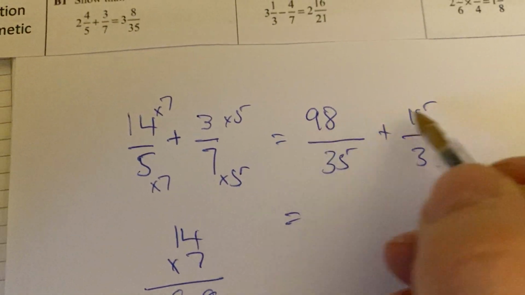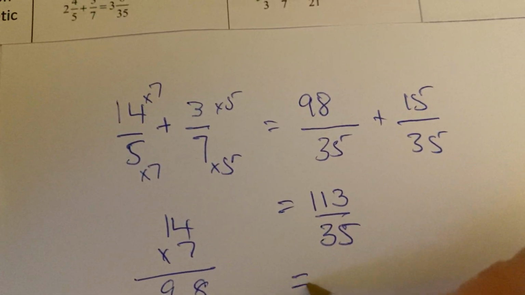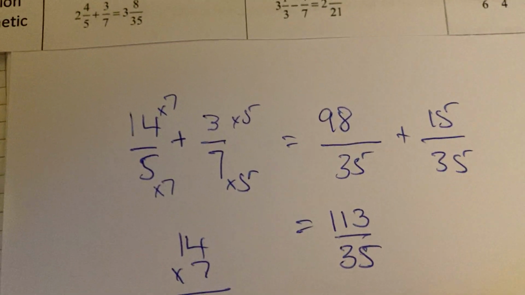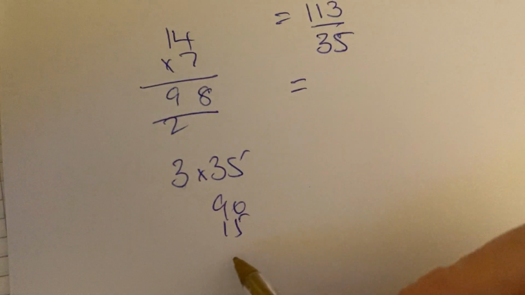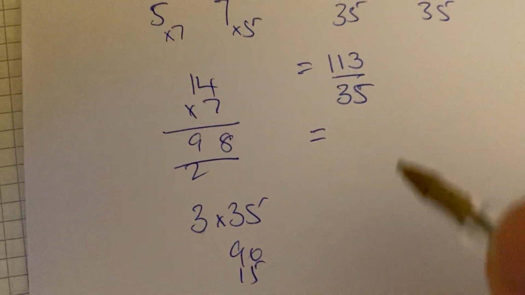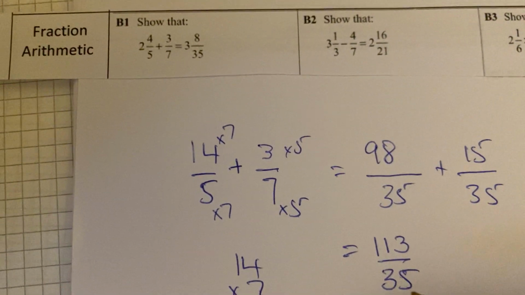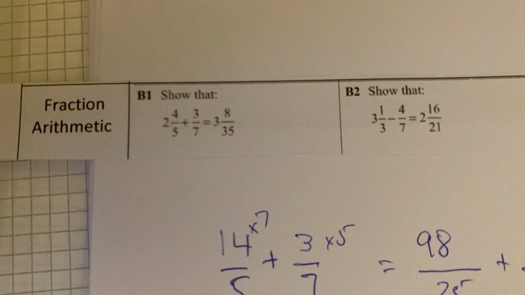That's like 100, isn't it? So it's 115 take away 2, so it's 113 over 35. And then I'm going to guess that there are 3 35s. 3 times 35 is 90 and 15, which is 105. So it's going to be 105, meaning you've got 8 left over. So yeah, it's 3 and 8 35ths.